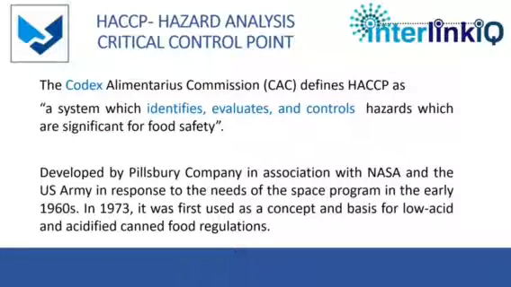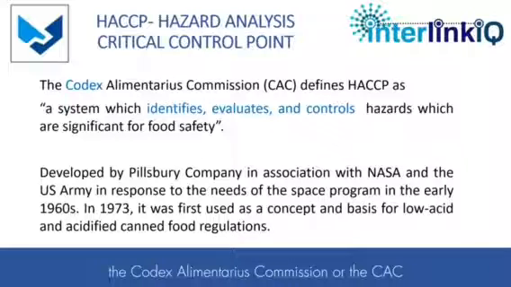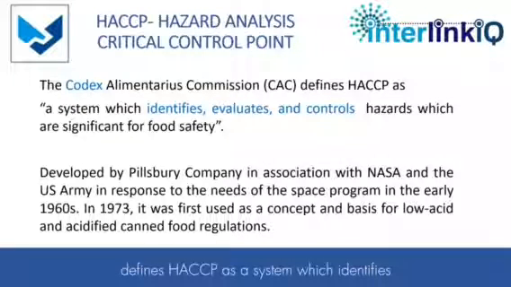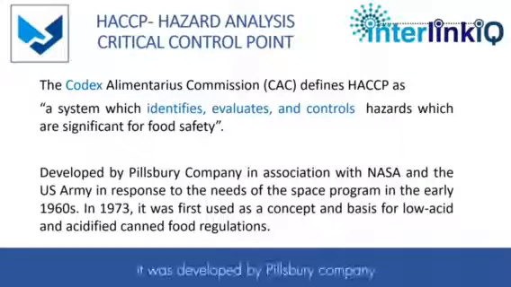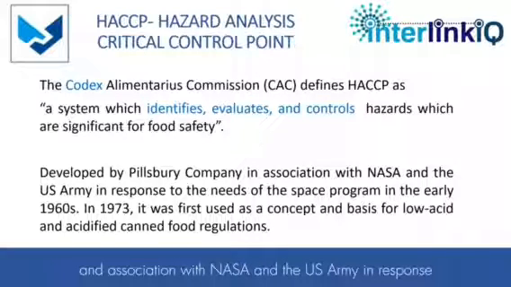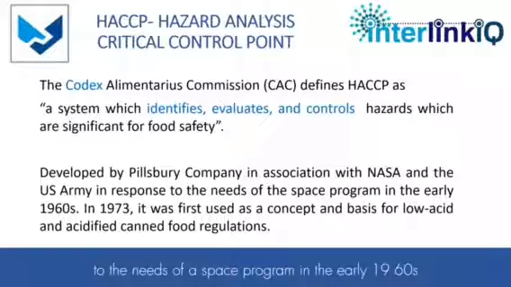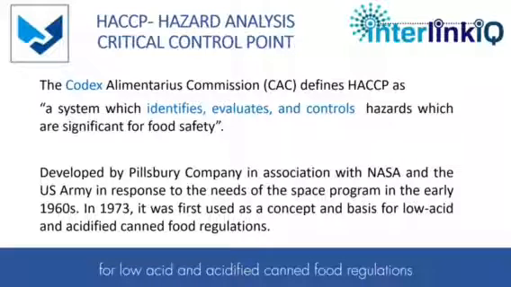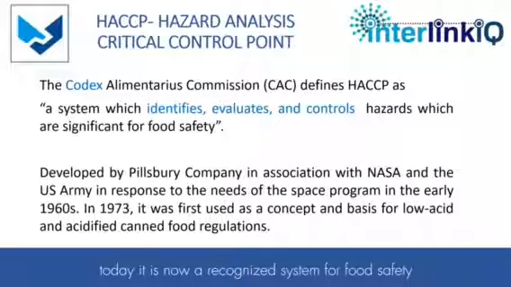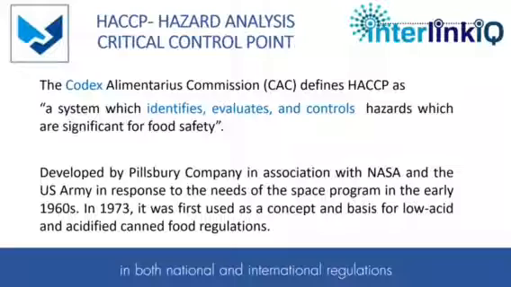So what is HACCP? The Codex Alimentarius Commission, or the CAC, defines HACCP as a system which identifies, evaluates, and controls hazards which are significant for food safety. It was developed by Pillsbury Company in association with NASA and the U.S. Army in response to the needs of the space program in the early 1960s. In 1973, it was first used as a concept and basis for low-acid and acidified canned food regulations. Today, it is now a recognized system for food safety in both national and international regulations.